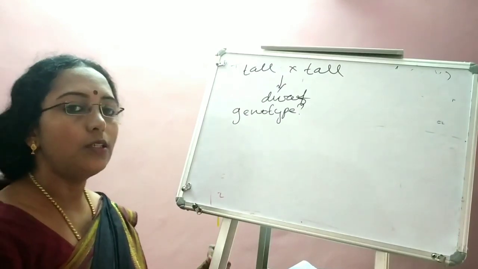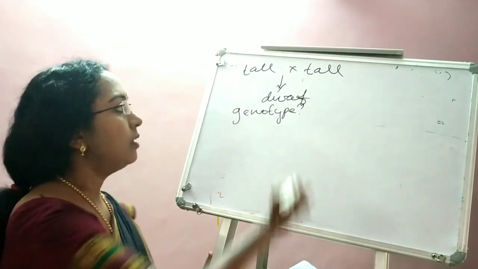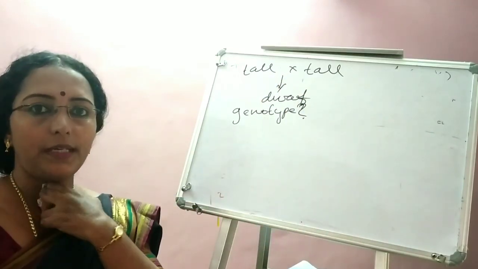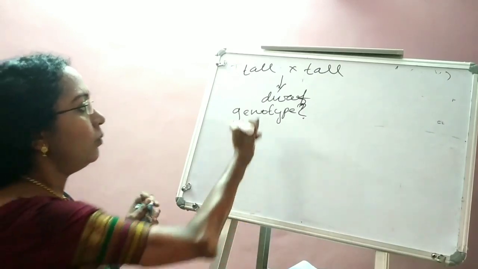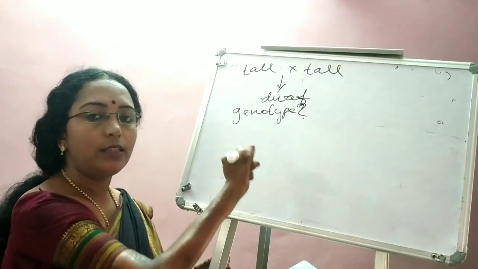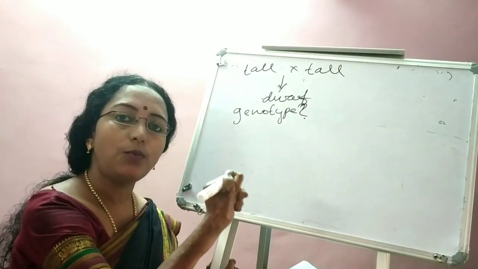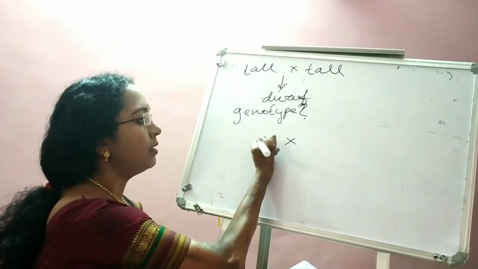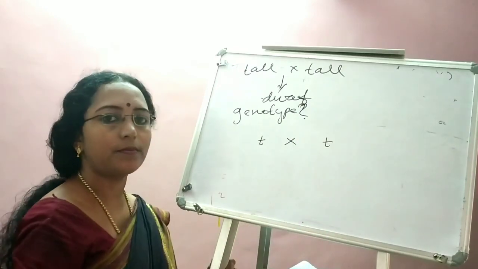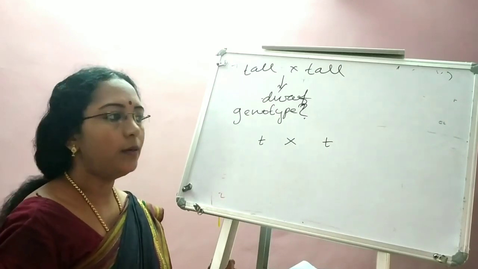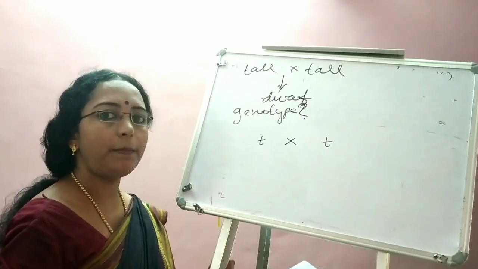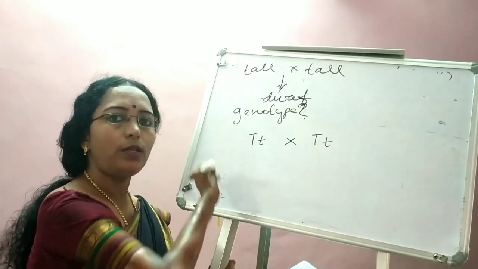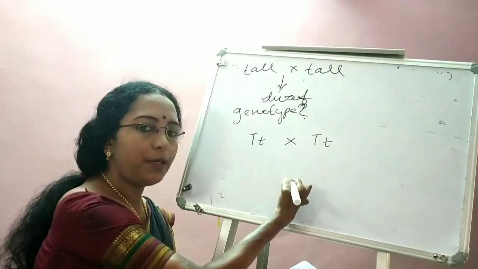So, a cross between two tall plants giving some dwarf plants, we have to find out the genotype of the parent. We are getting dwarf plants, so in the genotype of the parent, at least one should be small t. We don't know both the parents, but we write small t for both. Both parents are tall, so naturally both should have capital T. Only then can they be tall. But the progeny is coming dwarf.